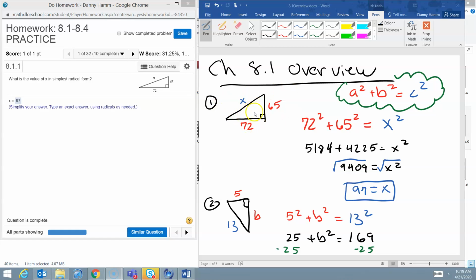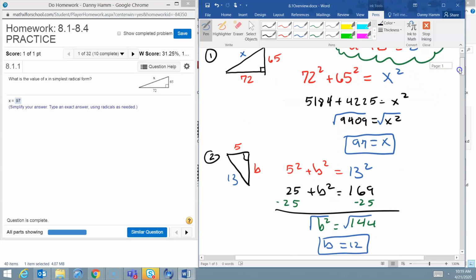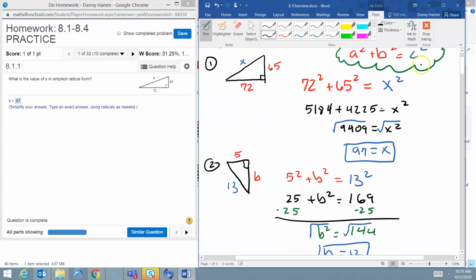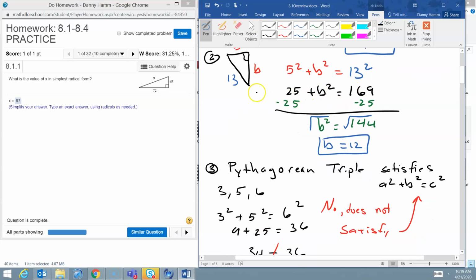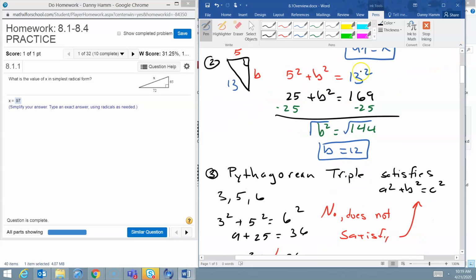So we're given our two legs here. We square each of those, we get those values, and we add them together, and then we take the square root of that to get 97. So that's about all we have to do for that one. Number one is an example where we have two legs looking for the hypotenuse, and I think the rest of these are examples where we have a missing leg and are given the hypotenuse.